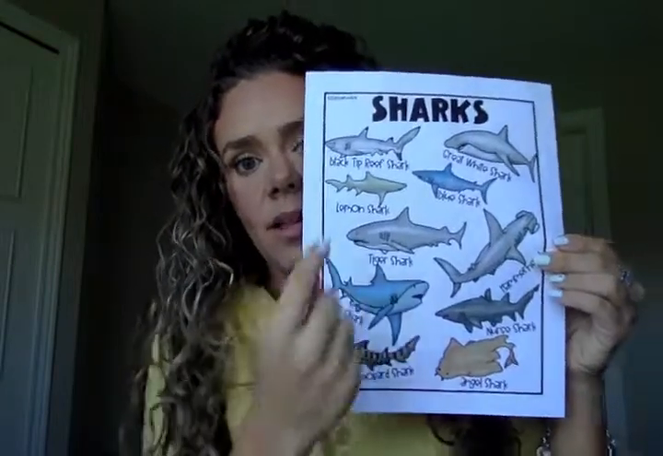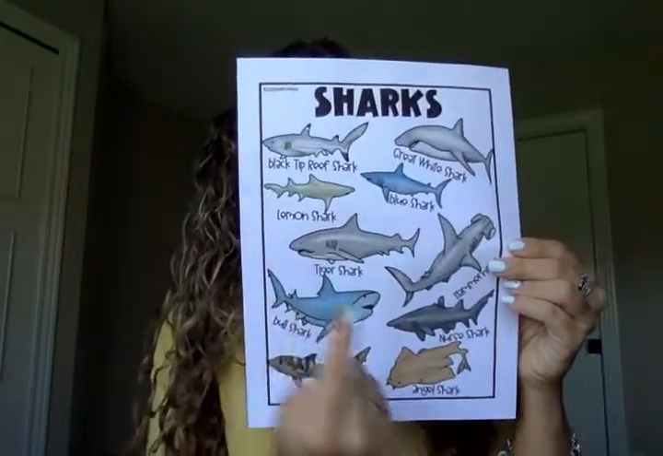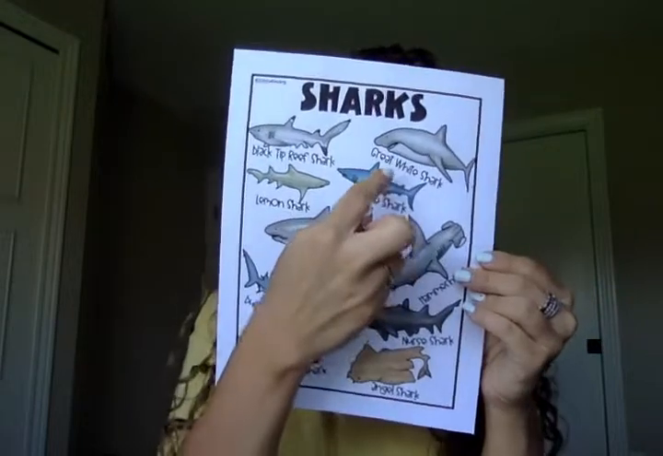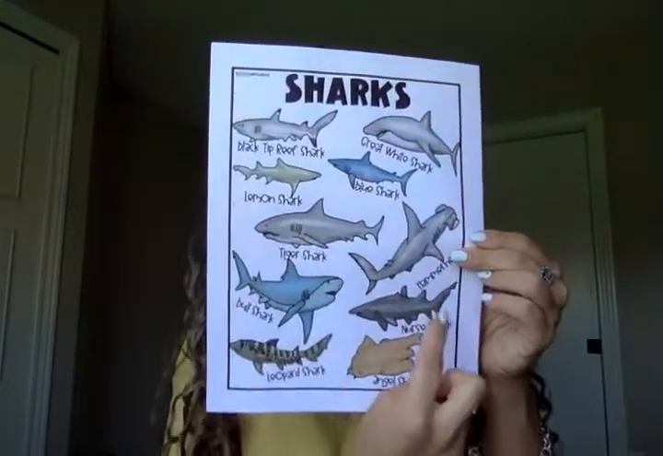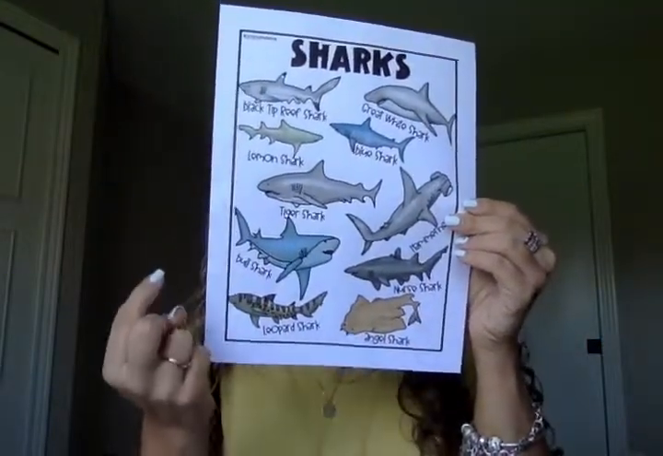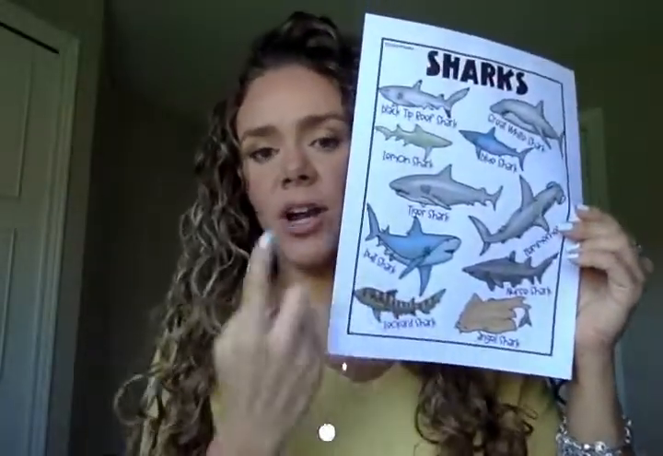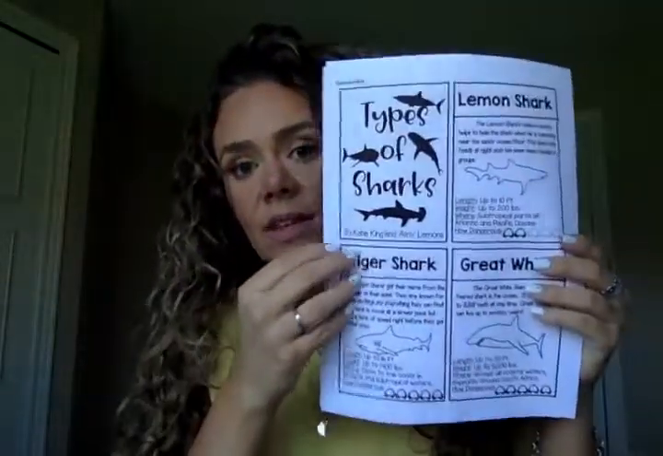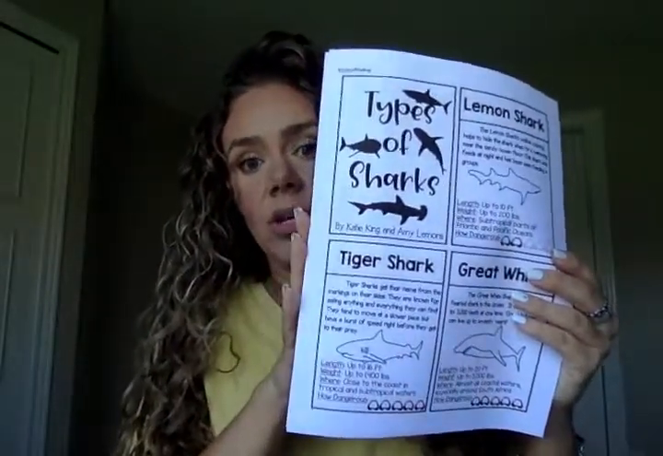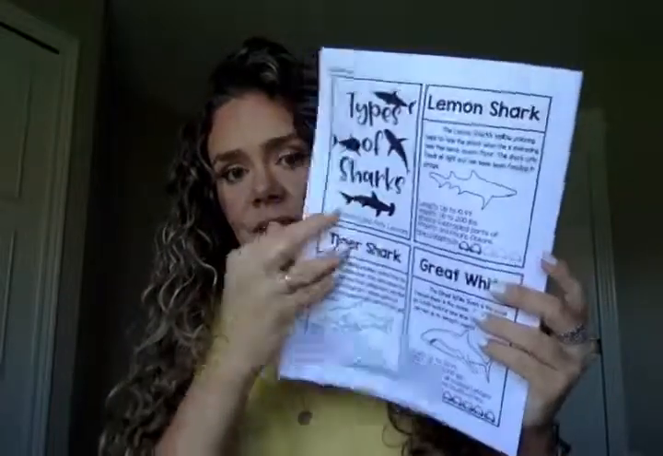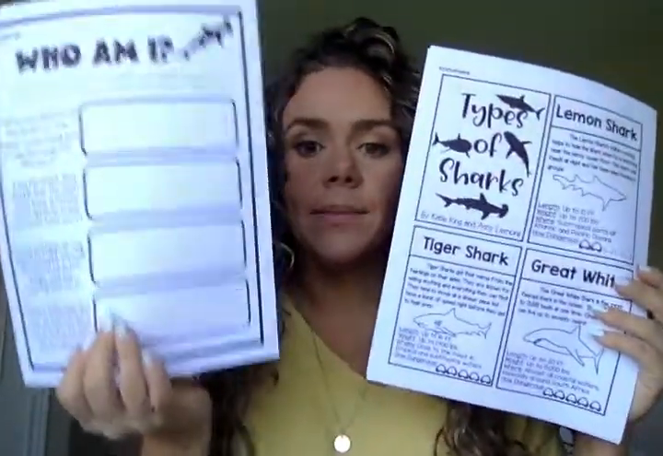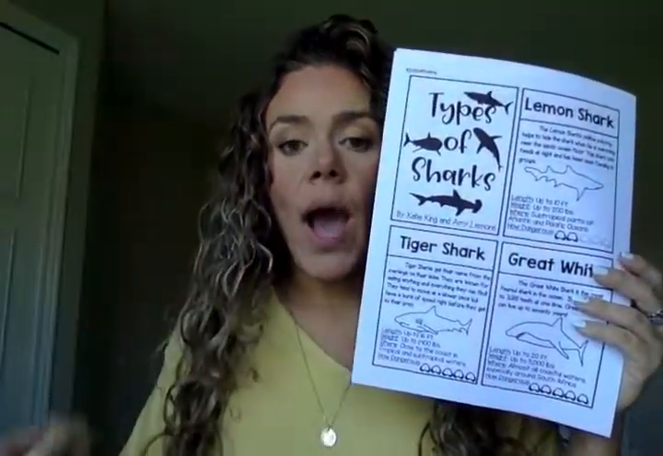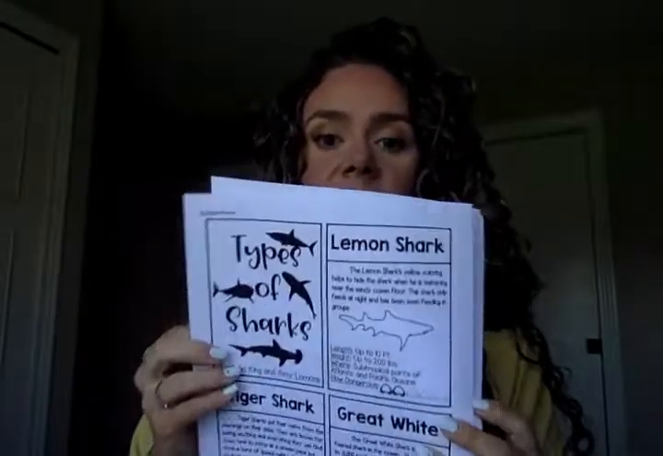It says sharks and it lists all the different kinds of sharks. So we have the black tip reef shark, the great white shark, the blue shark, the lemon shark, the tiger shark, the hammerhead shark, and I can't read upside down, the bull shark, just lots of sharks. And then you're going to have an activity with little pages that look like this. Then you are going to have a page that says, "Who am I?" We're going to answer some questions. I would like you right now to get out these three pages that look like this.